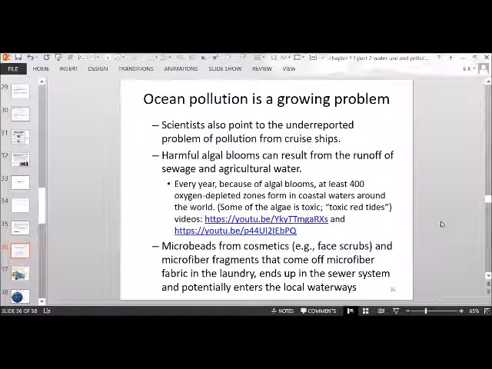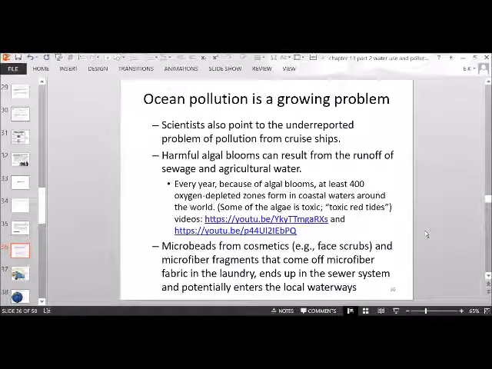Now, scientists also point to an underreported problem of pollution coming from cruise ships. Also, we have something called algal blooms. These can be pretty harmful, and they can result from the runoff of sewage and agricultural water. Every year, because of algal blooms, at least 400 oxygen-depleted zones form in coastal waters around the world. And some of the algae is actually toxic, and that's what we call toxic red tides. I have these two videos here of examples of these toxic red tides.